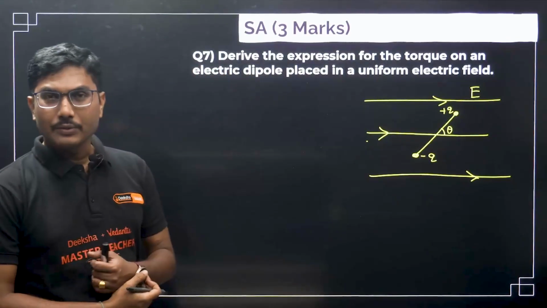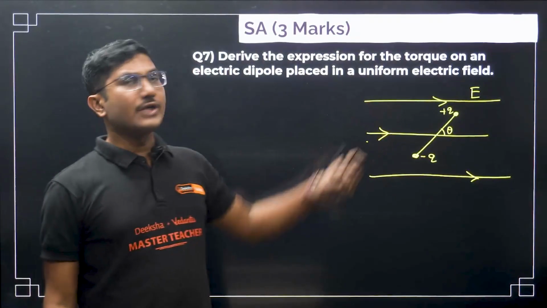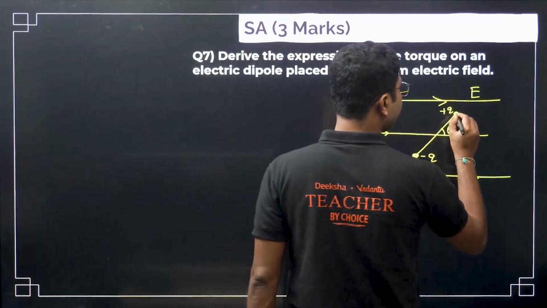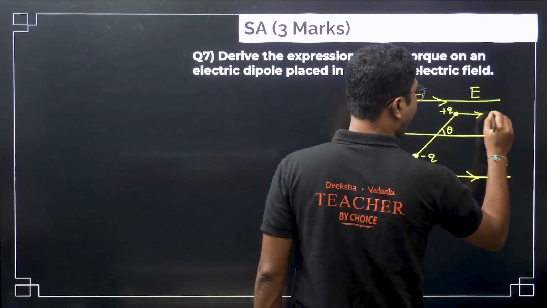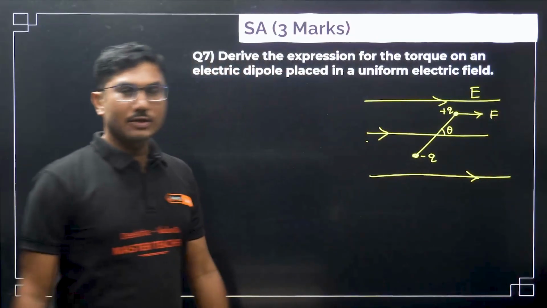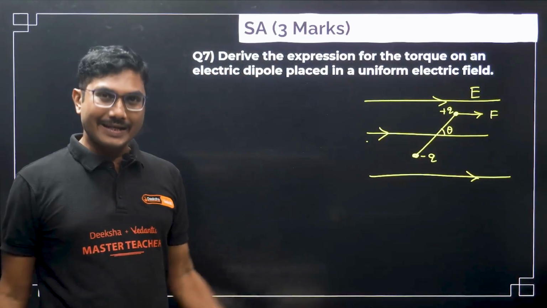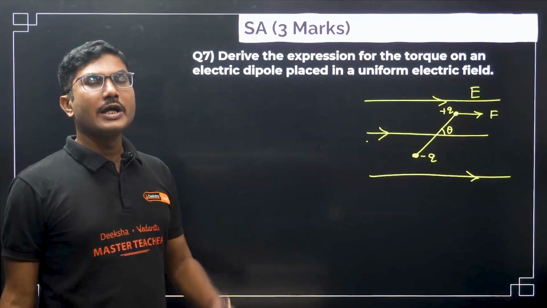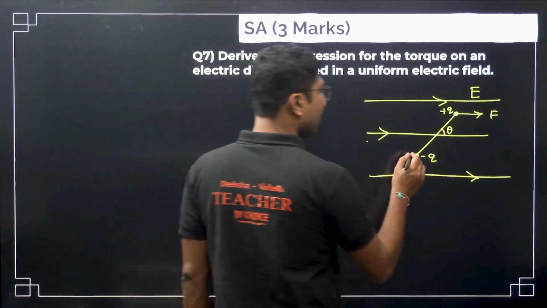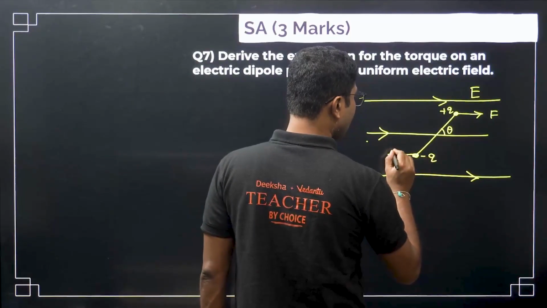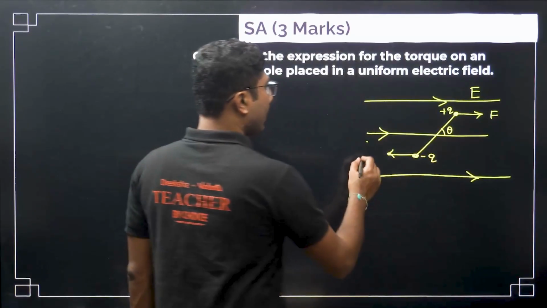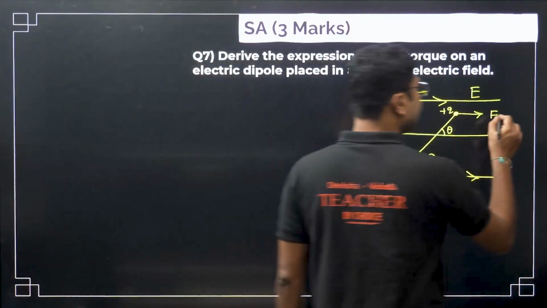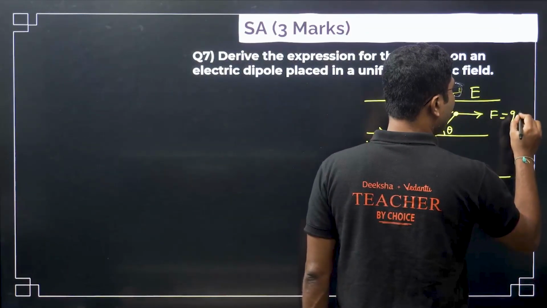Now what will happen to the dipole? The plus Q charge will experience a force in the direction of the electric field, right? A plus charge always experiences a force in the direction of the electric field. Negative charges experience a force in the opposite direction of the electric field. Now what is the magnitude of this force? The magnitude of this force is given by Q times E.